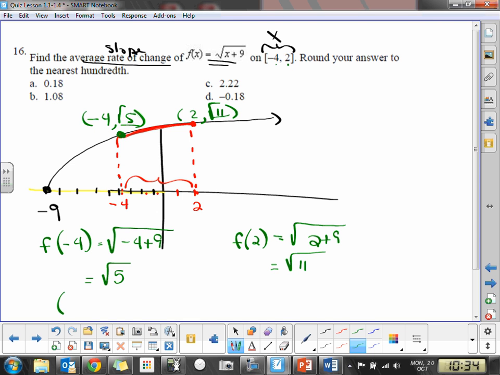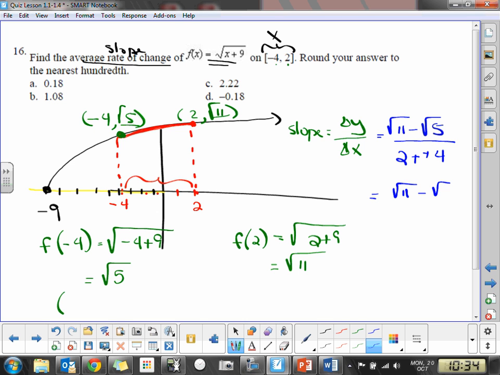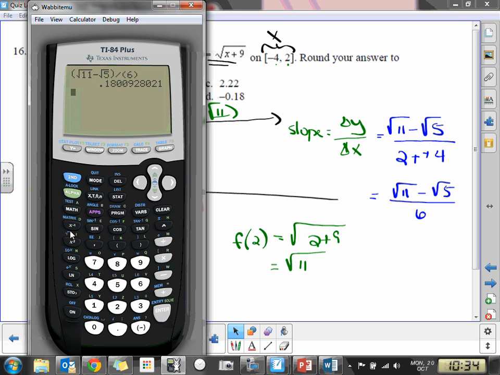And now we do our slope concept. Slope: our change in the y's over the change in the x's. So our calculation is going to be the square root of 11 minus the square root of 5, all over 2 minus a negative 4, which is 2 plus 4. So it's the square root of 11 minus the square root of 5 over 6. I punched that in a calculator quickly so that you can see the calculation. Square root of 11 minus square root of 5 divided by 6 is 0.18.